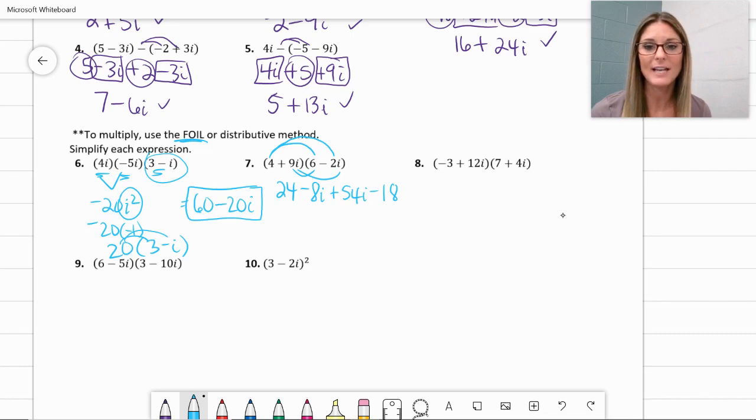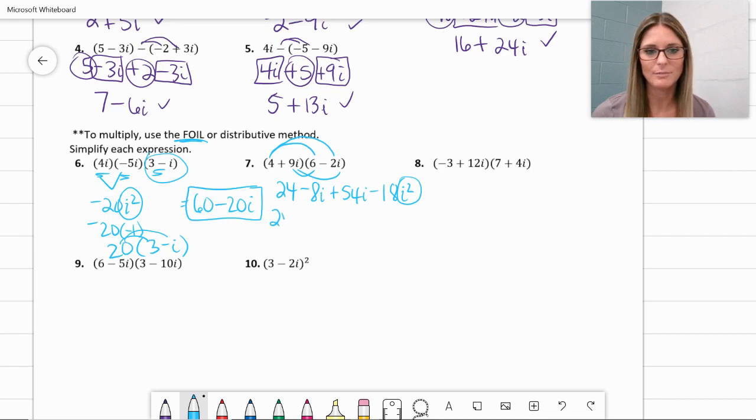Watch out. i times i is i squared. So watch out for those. Anytime you're multiplying your i's together, make sure you add up your exponents there.